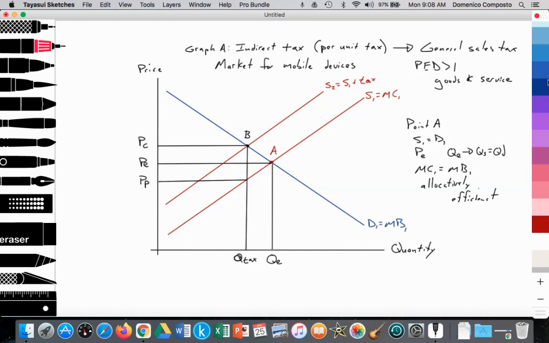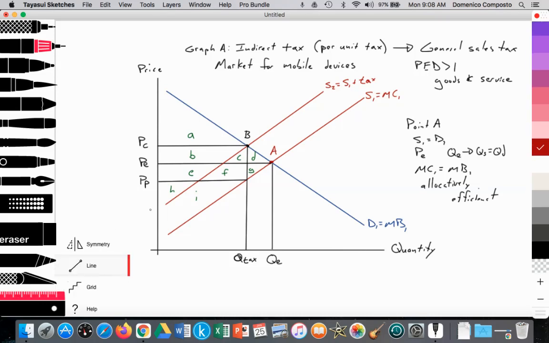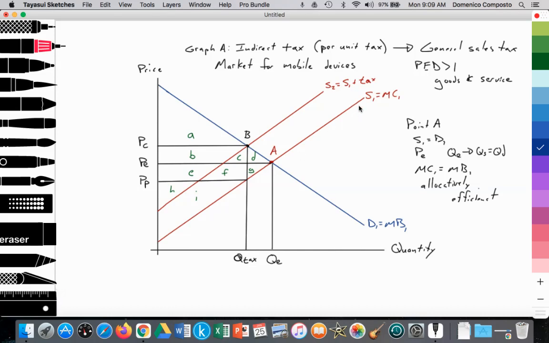So now we just need to label some areas so we can see the changes to consumer and producer surplus, etc. So we're going to call this A, B, C, D, E, F, G, H, and I. To make it clear, I'll continue the supply curve up to that point, and I'll continue the demand curve up to that point. So now we can analyze. I'll analyze first, and then we'll discuss what's the impact on the consumer and producer surplus and other stakeholders.